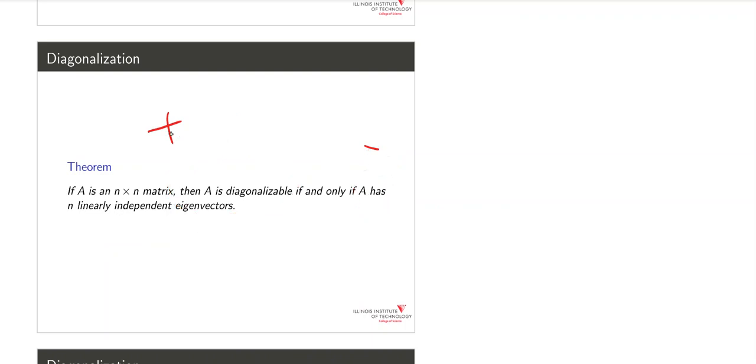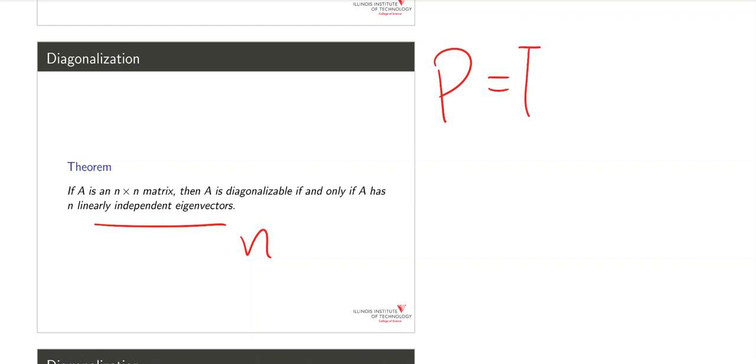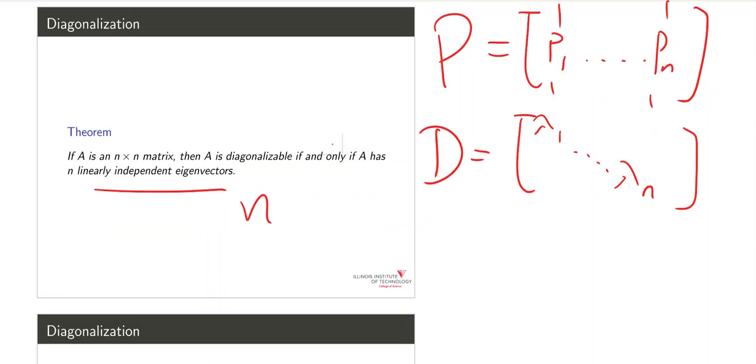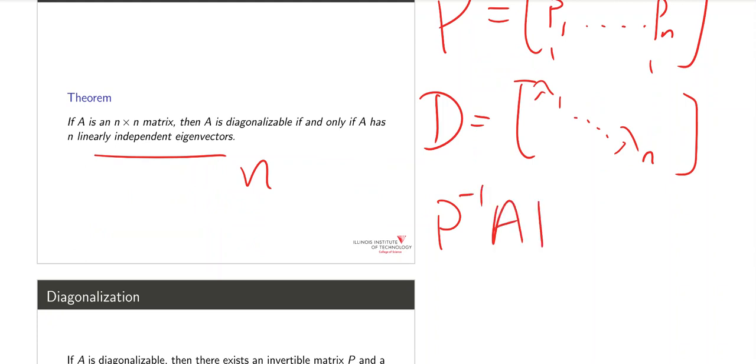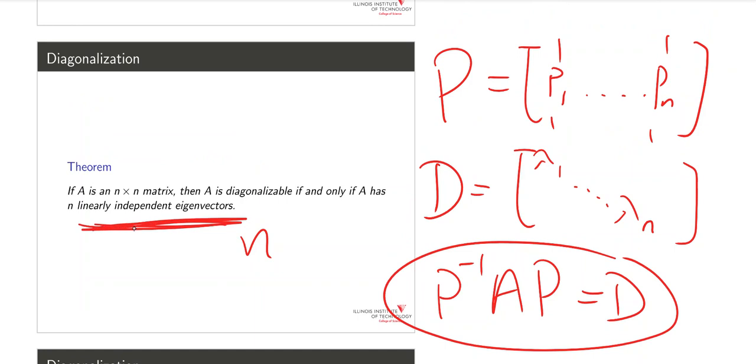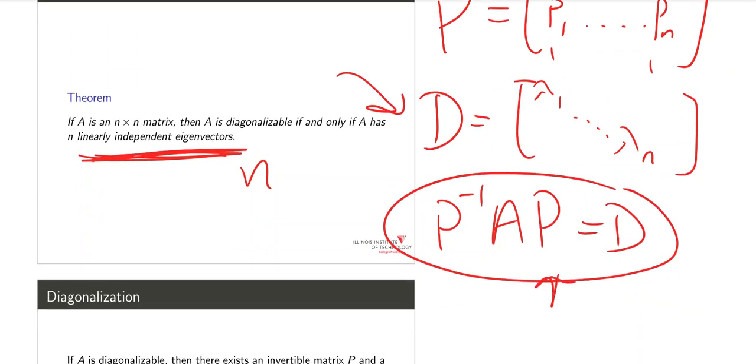Let me summarize it here. Suppose you have n independent eigenvectors. How do you diagonalize a matrix? You construct P by putting your eigenvectors as columns, and then you construct D by putting the corresponding eigenvalues on the diagonal. Then definitely P inverse AP will be D.